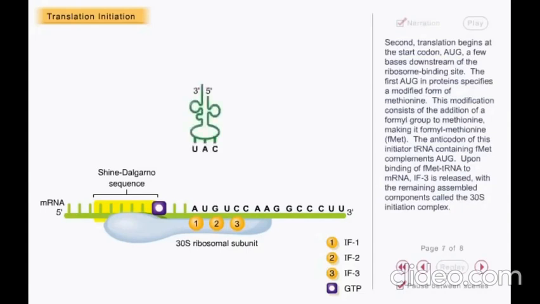Second, translation begins at the start codon AUG, a few bases downstream of the ribosome binding site. The first AUG in proteins specifies a modified form of methionine. This modification consists of the addition of a formyl group to methionine, making it formylmethionine. The anticodon of this initiator tRNA containing FMET complements AUG. Upon binding of FMET tRNA to mRNA, IF3 is released, with the remaining assembled components called the 30S initiation complex.